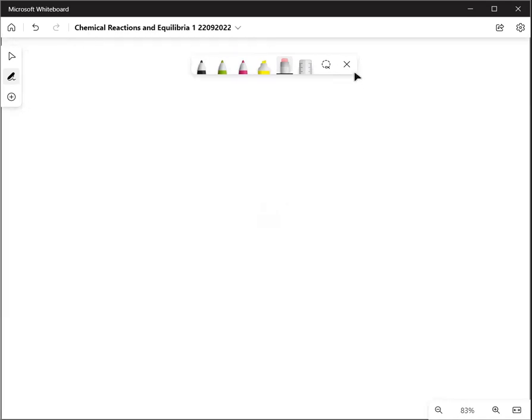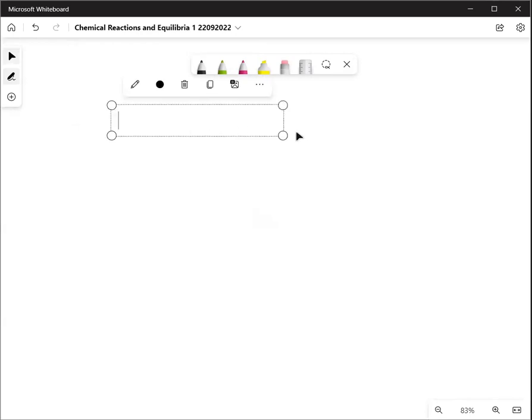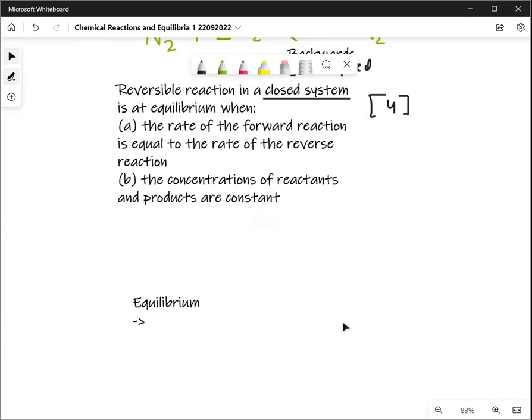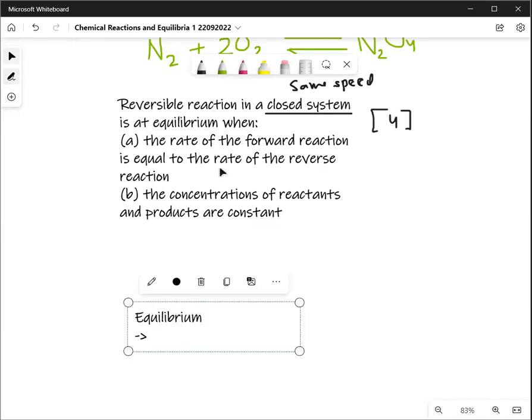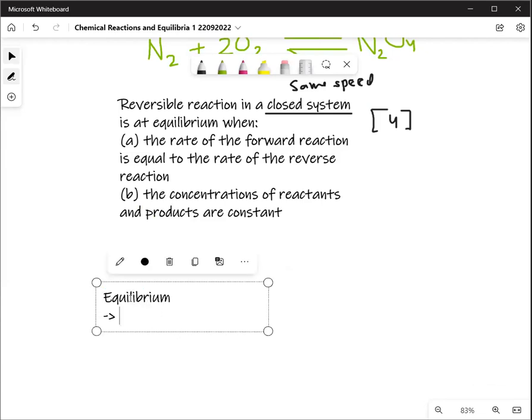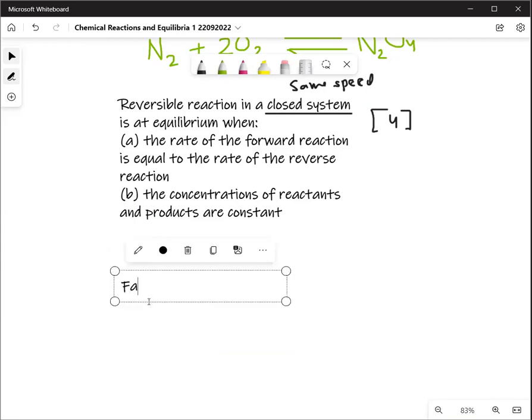Okay, let's continue. Now, the next thing is to talk about what things affect this equilibrium. Niranjana, what have we seen about equilibrium? We have seen that the rates of the forward and backward reactions are the same, and the concentrations remain the same. Okay, fine. What are the factors affecting equilibrium?